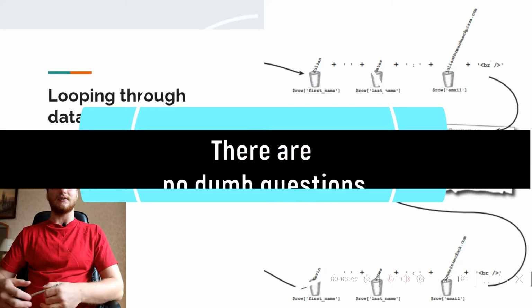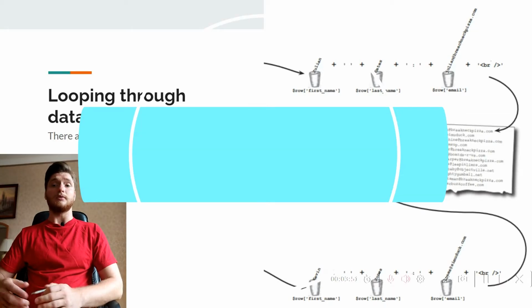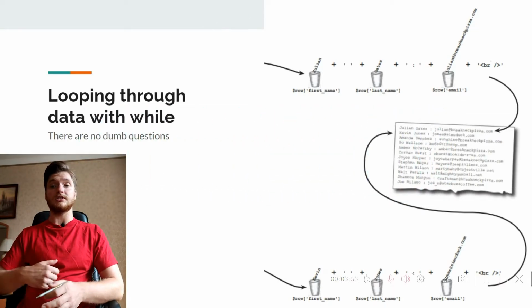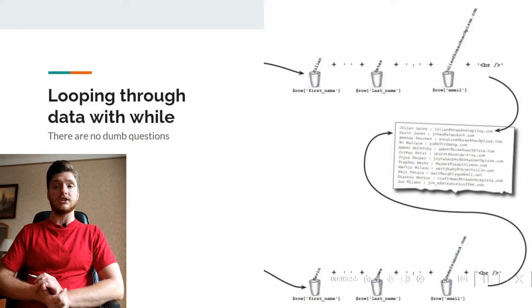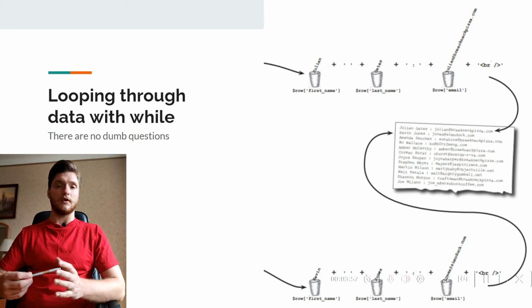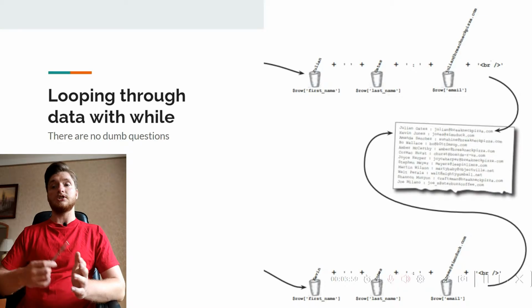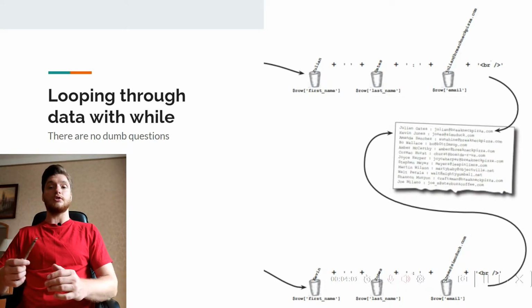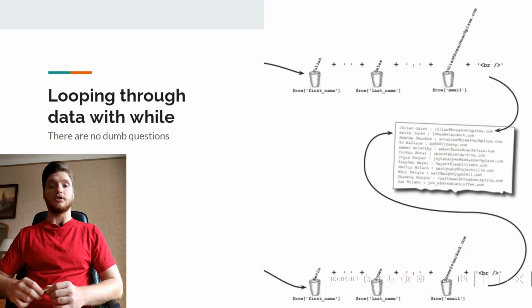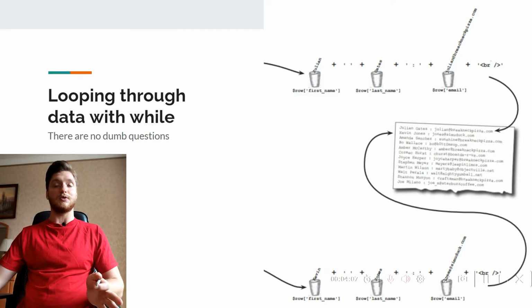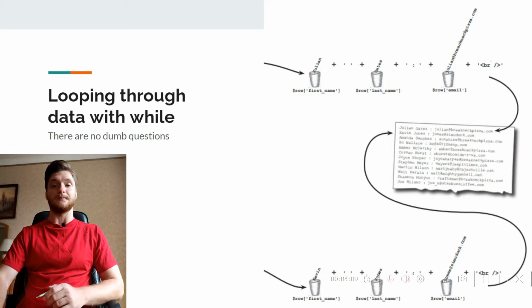There are no dumb questions. How exactly does the while loop know to keep looping? A while loop is controlled by a true or false condition, and mysql_fetch_array returns some kind of resource ID which is stored in the $row, and that sure doesn't look like a true or false test condition.